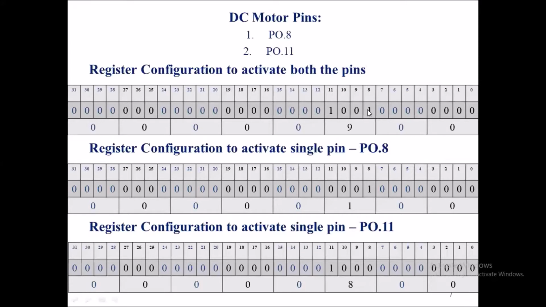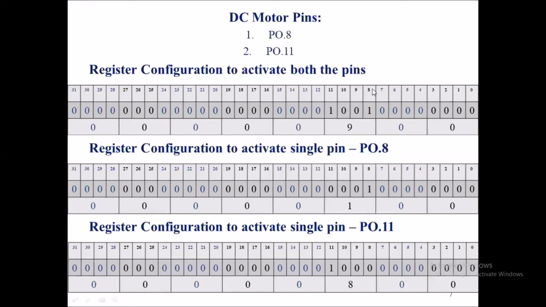So these 2 pins should be activated, right? That's why you need to represent 1 across the 8th pin and 1 across the 11th pin, because these 2 pins are associated with the DC motor. If you want to execute the program for the DC motor, then obviously these 2 pins should be activated. To activate these 2 pins, you should write 1 across the number of the pin.